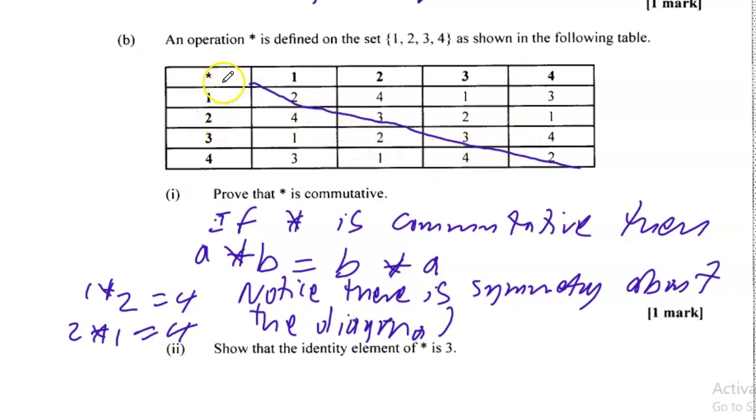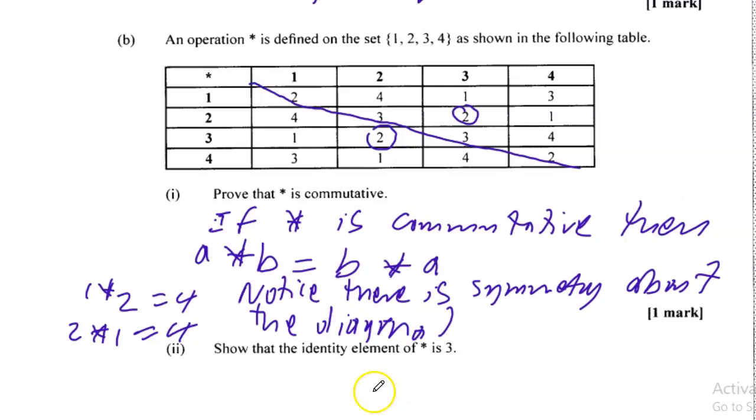Alright, and notice for all elements on the set, there's commutativity. Notice 3 asterisk 2, which is this value here, is the same as 2 asterisk 3, same value 2. And you can try for all the members of the set. You will realize that you have commutativity.